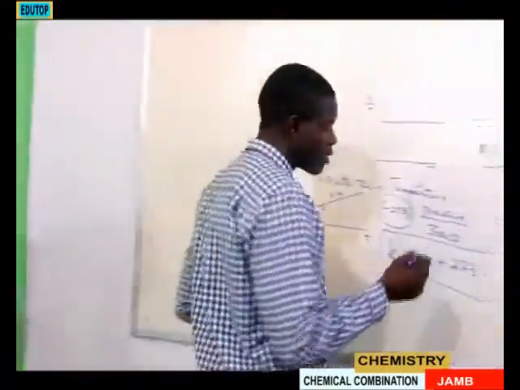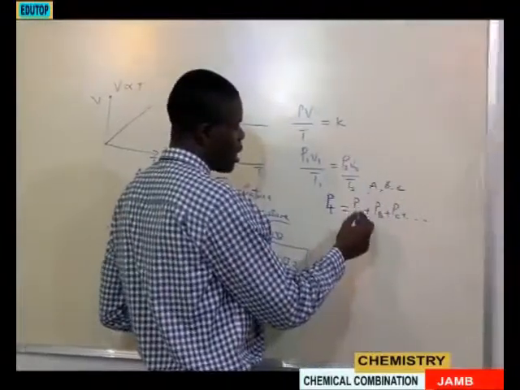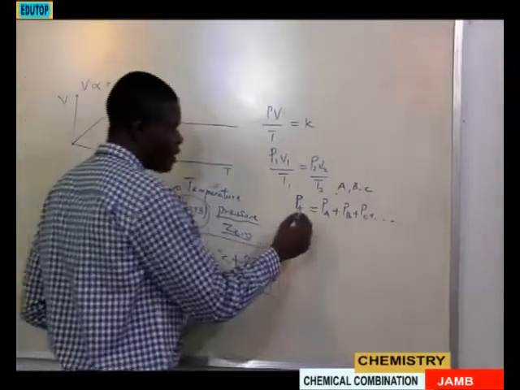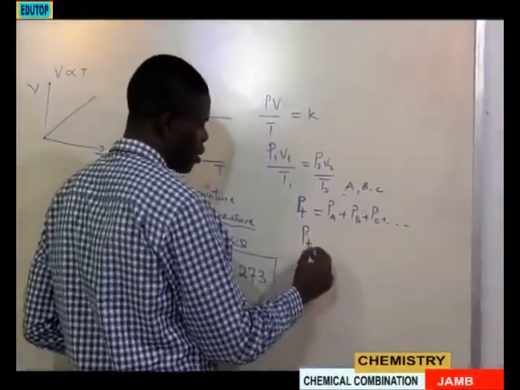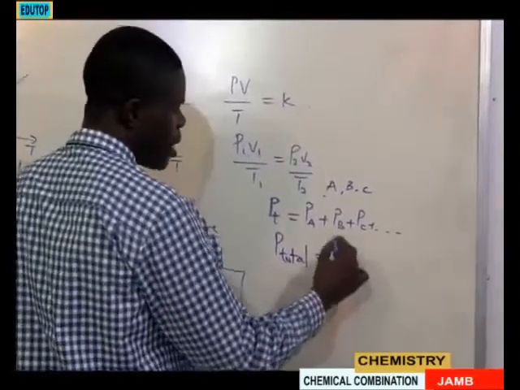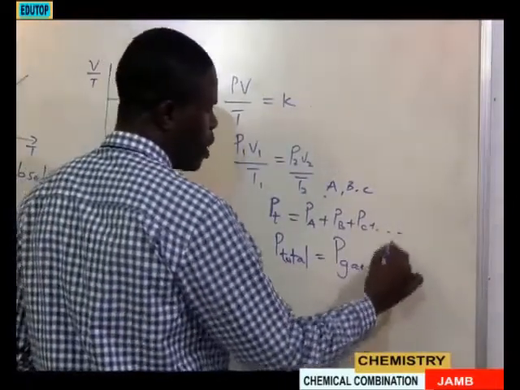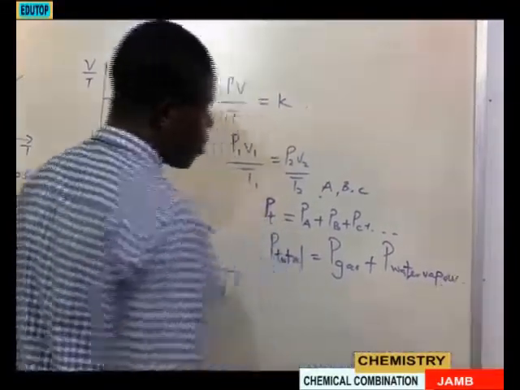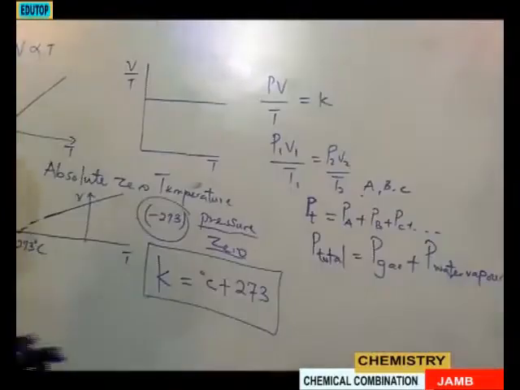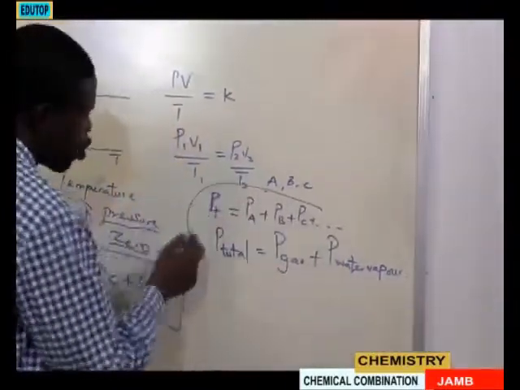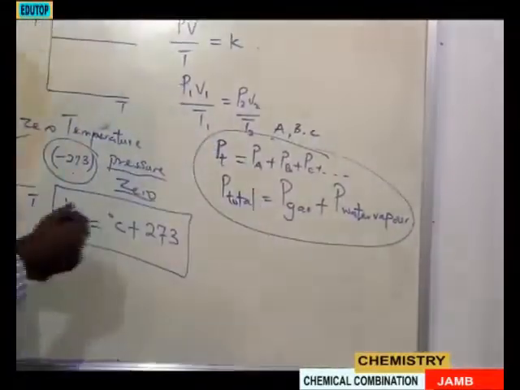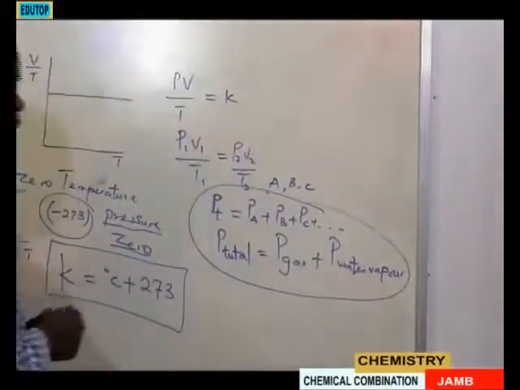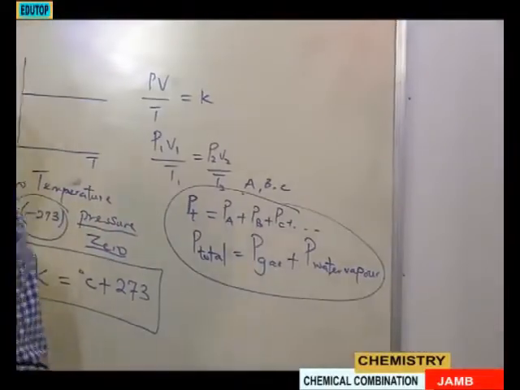Now, it has P_T equals P_A plus P_B plus P_C plus etc. You can also have where this T stands for total. So P total can also be P gas plus P water vapor. If you are meant to perform any calculation involving Dalton's law of partial pressure, these two formulae are of significance.